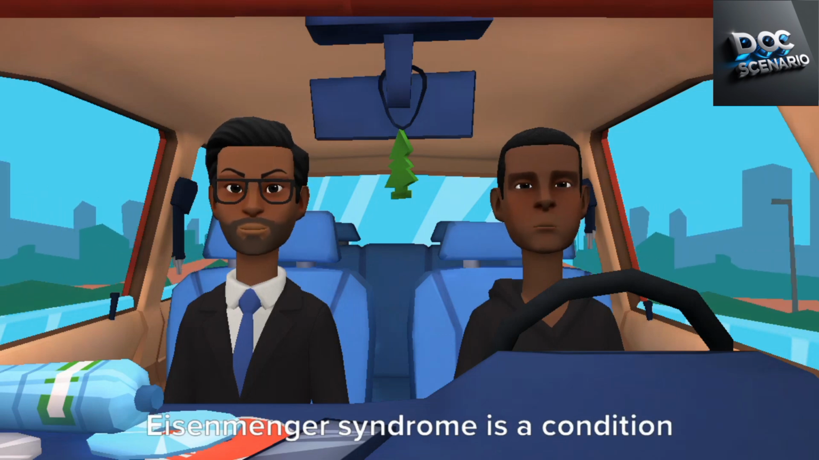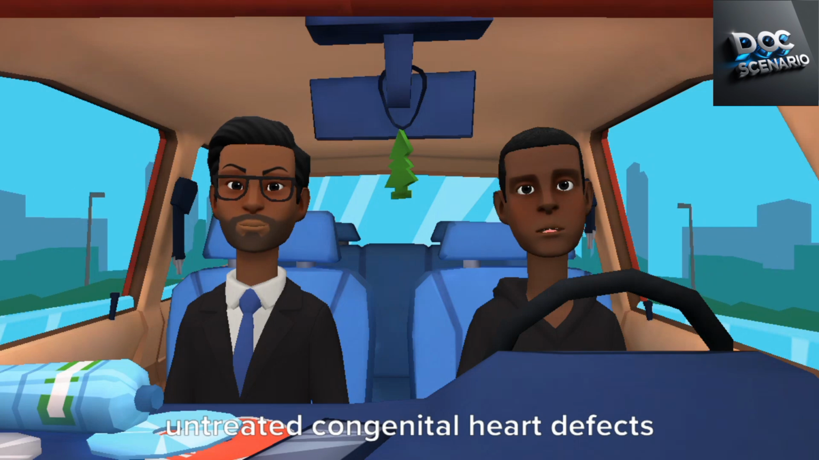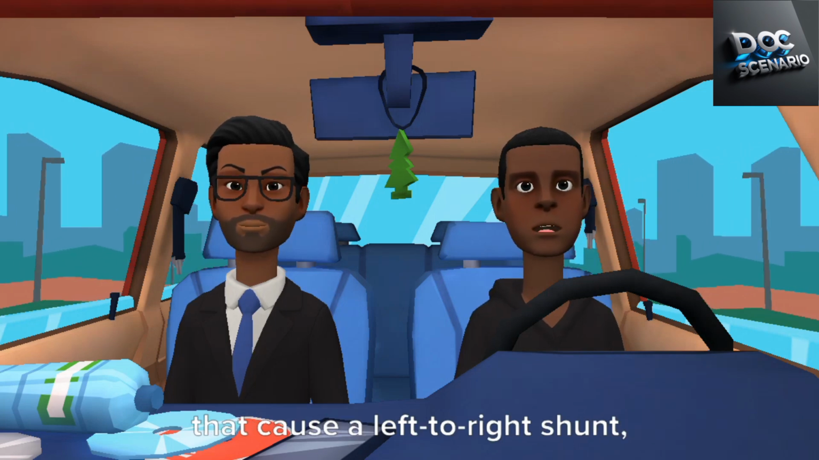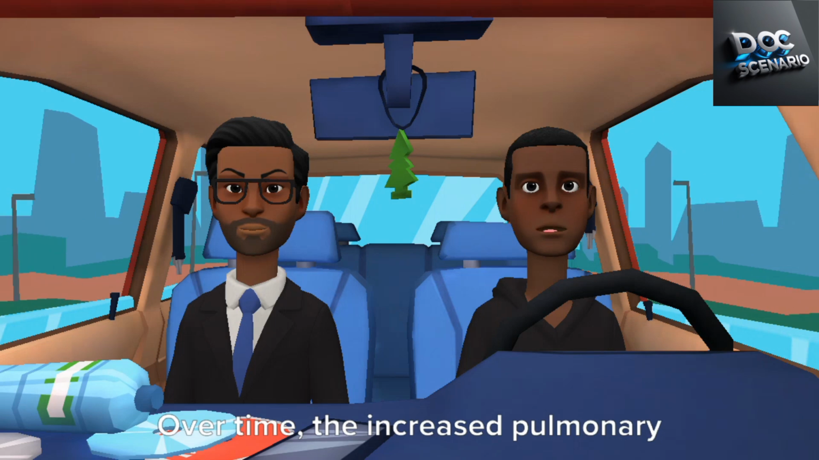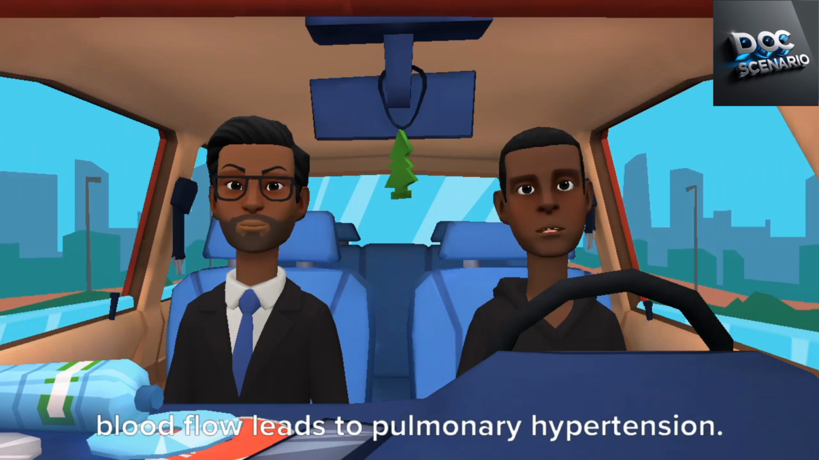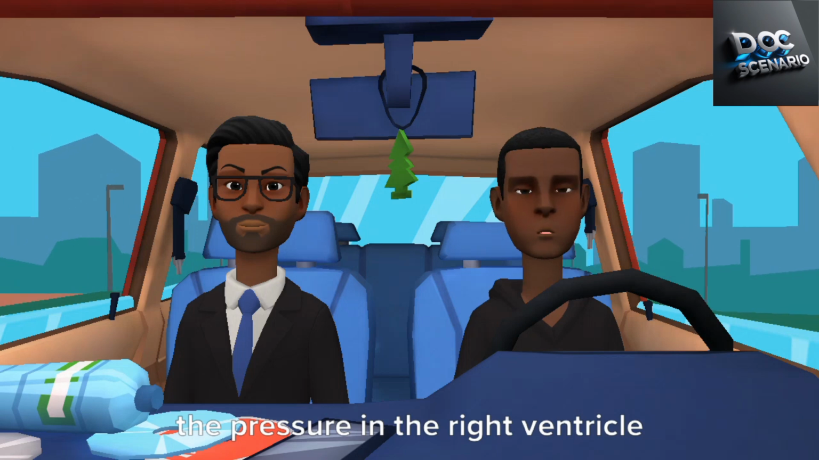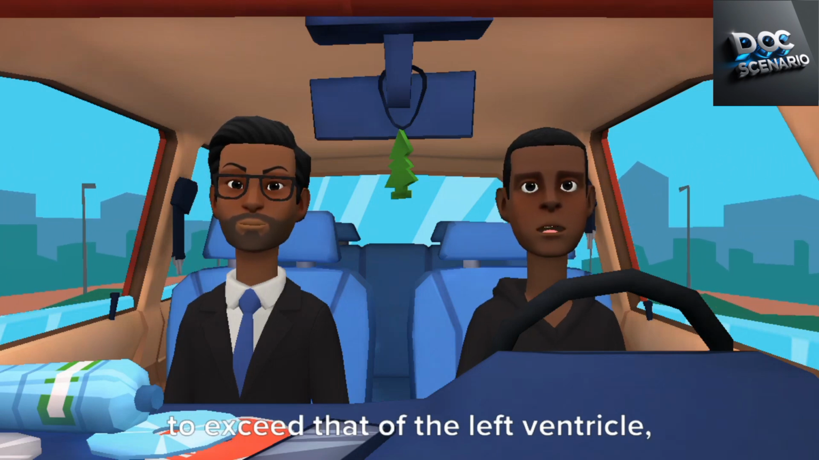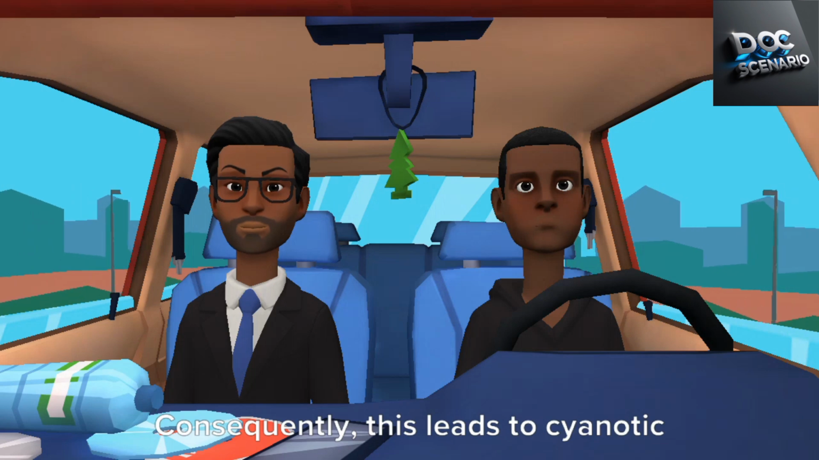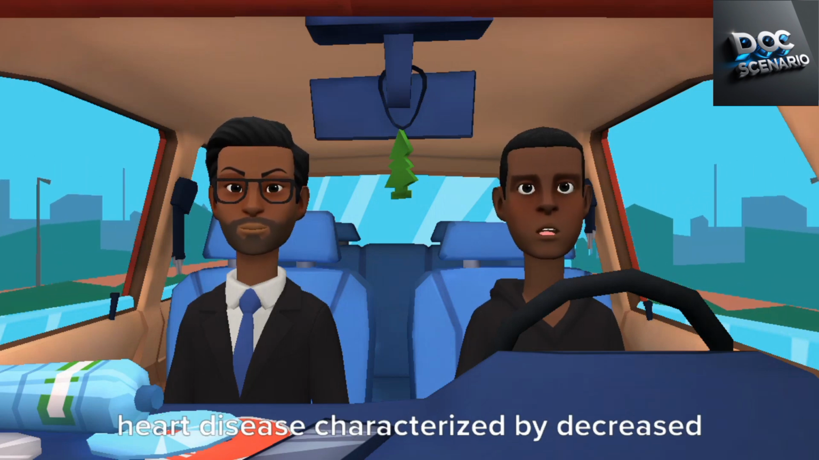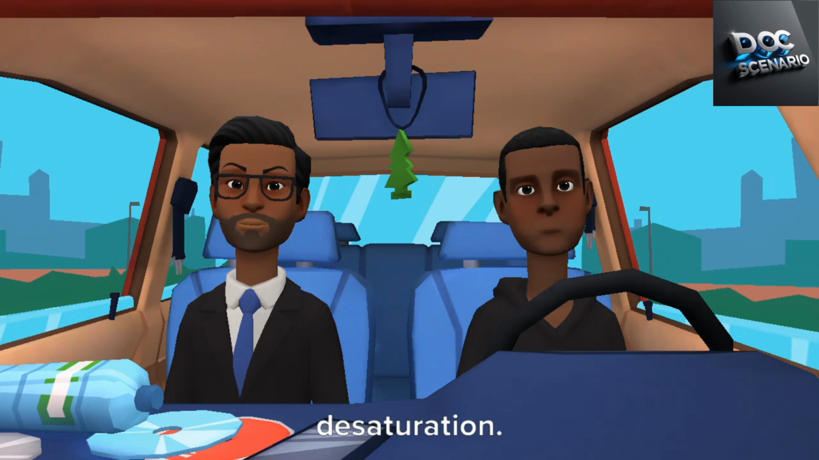Eisenmenger syndrome is a condition that arises as a complication of long-standing untreated congenital heart defects that cause a left-to-right shunt, such as ventricular septal defect. Over time, the increased pulmonary blood flow leads to pulmonary hypertension. If this condition persists, it causes the pressure in the right ventricle to exceed that of the left ventricle, resulting in a reversal of the shunt. Consequently, this leads to cyanotic heart disease characterized by decreased oxygenation of blood and systemic desaturation.